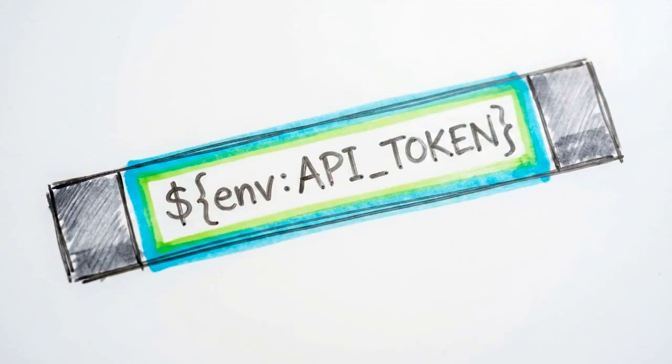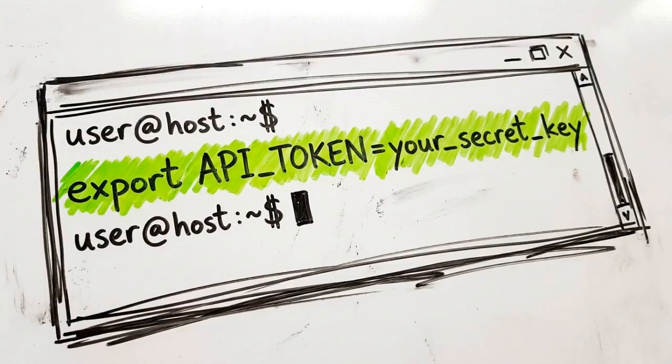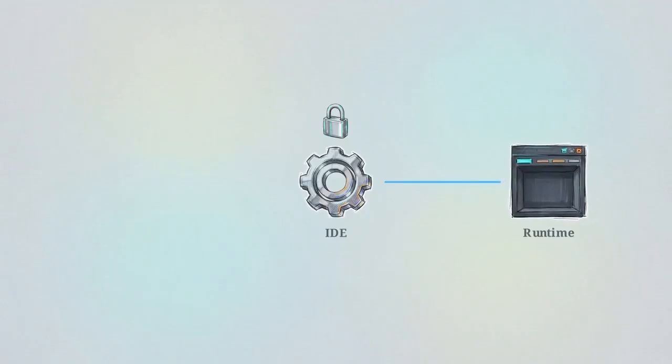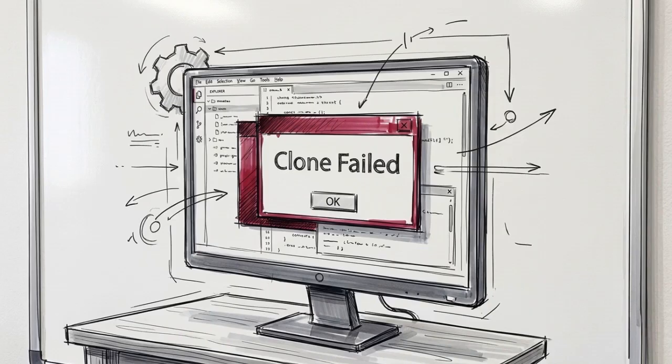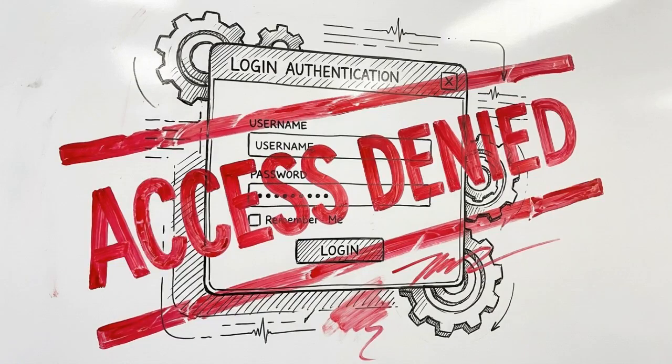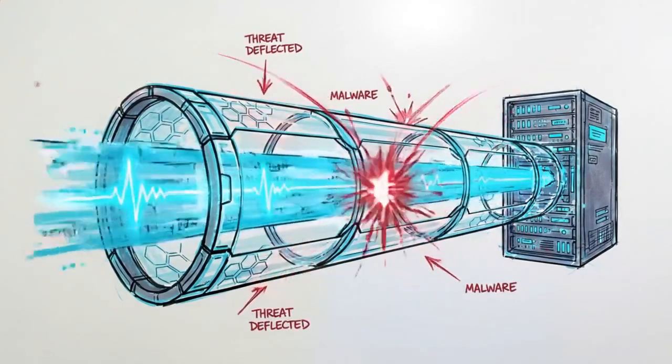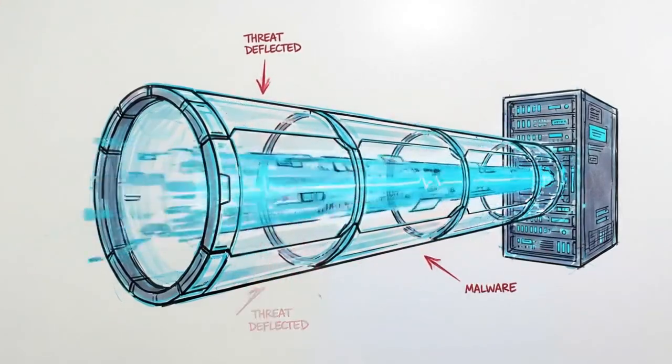This variable syntax is the secure method. Set your credentials as a local environment variable in your terminal, and the IDE will safely interpolate the token at runtime. For those in enterprise environments, note that background cloning of private plugins may fail if your Git settings block the interactive prompts required for OAuth authentication. A secure MCP configuration allows the agent to interact with live external data without exposing your corporate credentials.